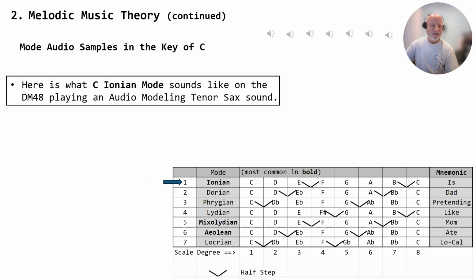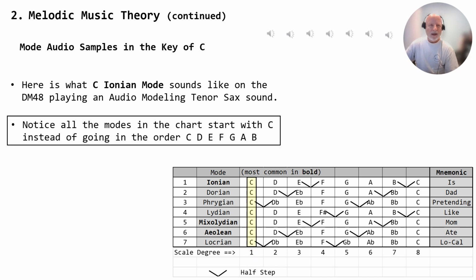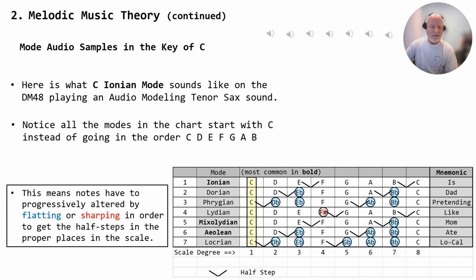So we're going to start with the Ionian mode in C. And we're going to use the DM48 MIDI harmonica using the Audio Modeling tenor sax sound. And notice all these modes are going to be played in C. This mode, Ionian mode in C, is the same as the previous mode chart we had, right? And it's where we're starting. The subsequent modes before, like the second mode was Dorian, started on the second note of the C scale, which was D. But as you can see, all these start on C.